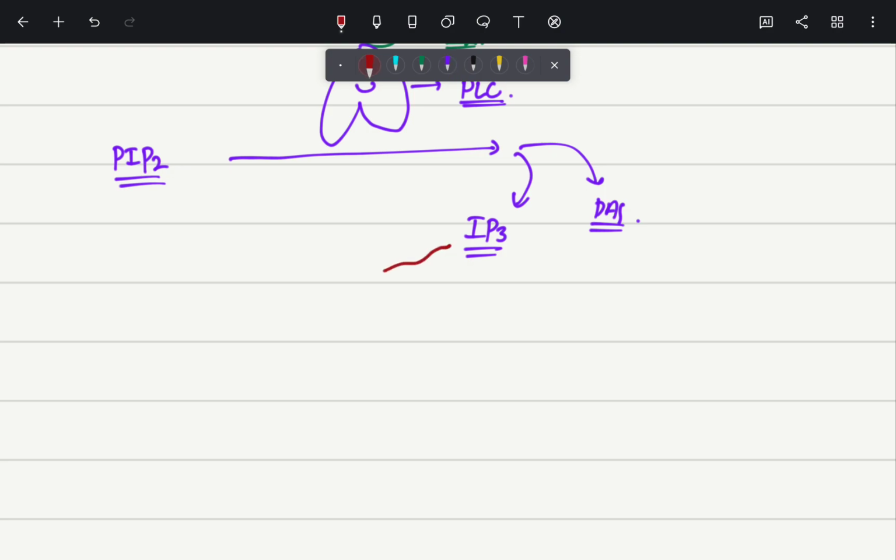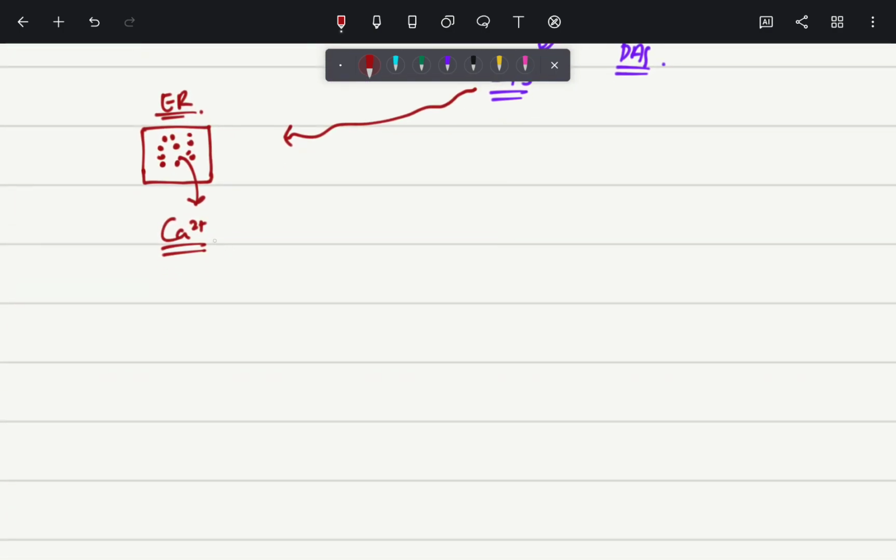Now this inositol triphosphate will eventually stimulate the endoplasmic reticulum. Now this endoplasmic reticulum is containing a lot of calcium. So eventually inositol triphosphate will bind with the endoplasmic reticulum and kick out the calcium from the endoplasmic reticulum. Now this calcium will go to a protein.